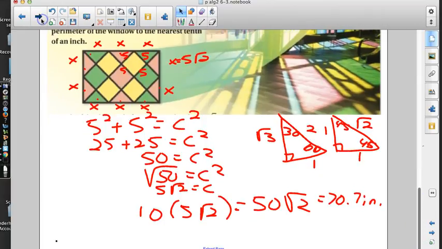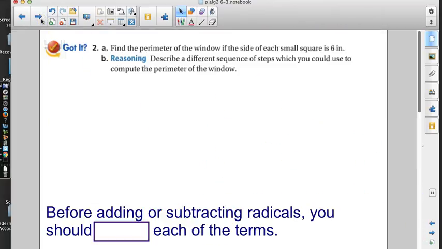And your turn for you and your partner is find the perimeter of the window if the side of each small square is now 6 inches instead.